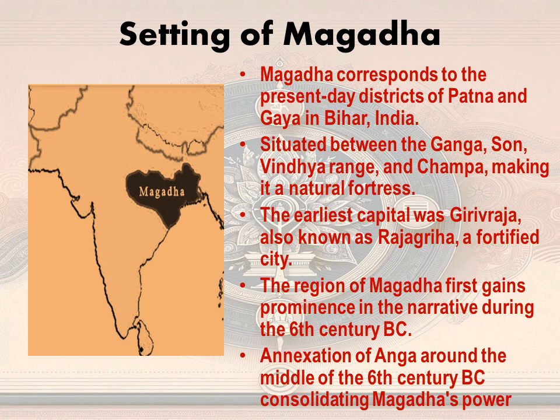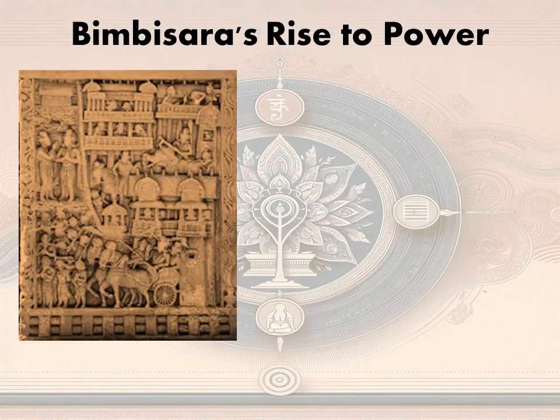So Magadha's power became more prominent when it annexed another Mahajanapad called Anga in the eastern part of Magadha. There was this Mahajanapad, and Magadha annexed it in the 6th century BC. Thus, Magadha rose as the most prominent power in the eastern part of the Indian subcontinent.